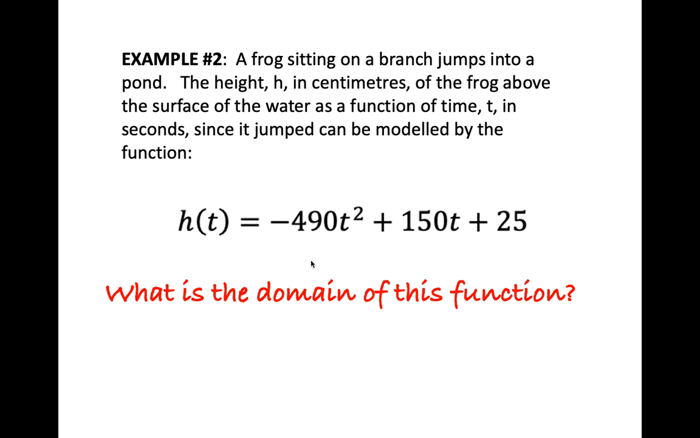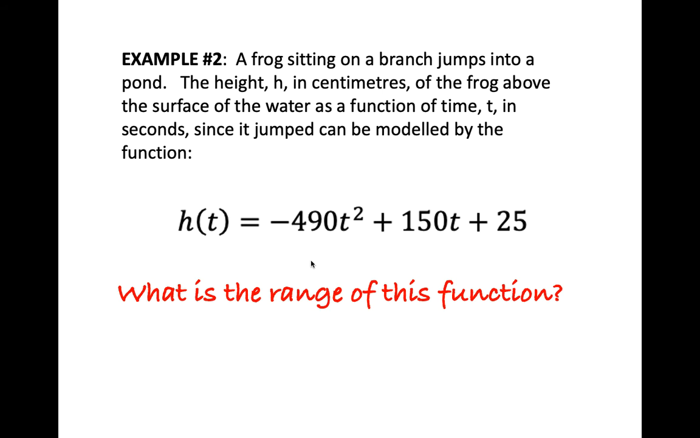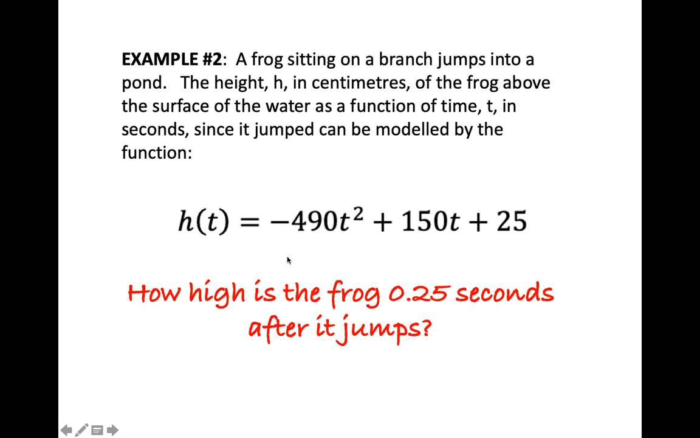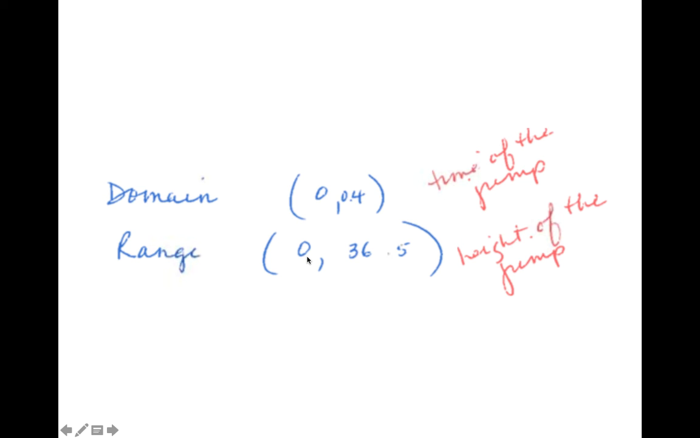Now the next question is going to ask you, what is the domain and the range of this function? So if you think about it, and in some ways it's kind of hard to see it without the graph in front of you, but in terms of the domain, it would stretch from 0, the beginning of time, because it would never go into negative time, to 0.4 when he hit the water. The range, just let me go back there for a second, starts at 0, and the highest he ever goes is 36.5.